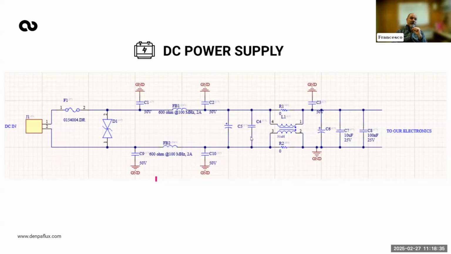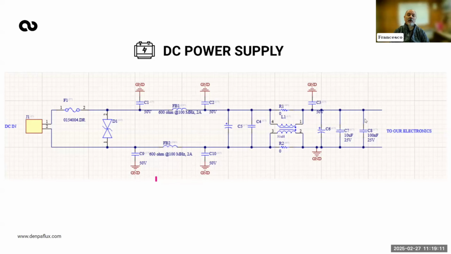Now, before you start your design, you don't know if you need this. You don't know if you need a C1, C9, FB2, FB1, C2, C10. So usually what I do, I design with everything. When I do the EMC test, I don't fit everything. I fit only what I believe is the minimum, because the more components you put, the more expensive is the design.